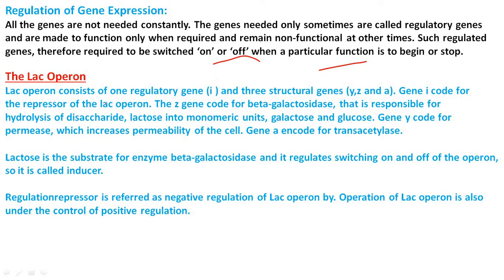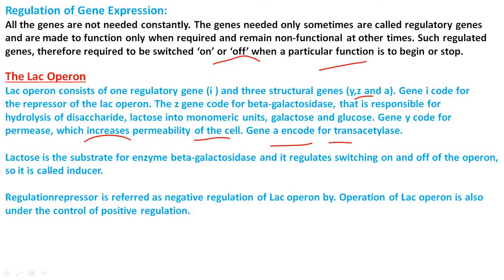The Lac Operon. The Lac Operon consists of one regulatory gene, that is I, and three structural genes, Y, Z and A. Gene I codes for the repressor of the Lac Operon, and the Z gene codes for beta-galactosidase, which is responsible for the hydrolysis of the disaccharide lactose into monomeric units, galactose and glucose. Gene Y codes for permease, which increases the permeability of the cell. The gene A encodes for transacetylase.